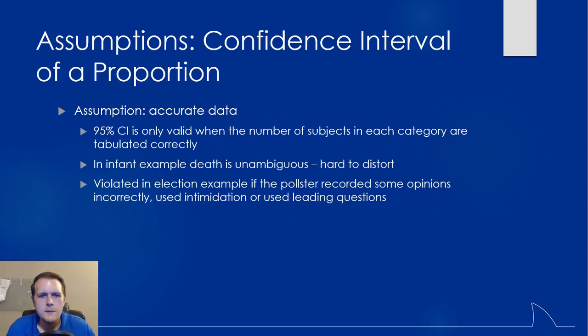Another assumption should be that the data is actually accurate, right? So you have to make sure that the data is calculated or tabulated correctly. In the infant example, death is fairly unambiguous. You're either alive or you're not, so that's pretty clear. However, in the election example, oftentimes you can find the results can be skewed based on how you actually ask the question, right? You can say, okay, if only idiots vote for the opponent, then surely who are you going to be voting for? Things like that can really skew the results one way or the other, and so that may lead you to have inaccurate data and inaccurate conclusions.